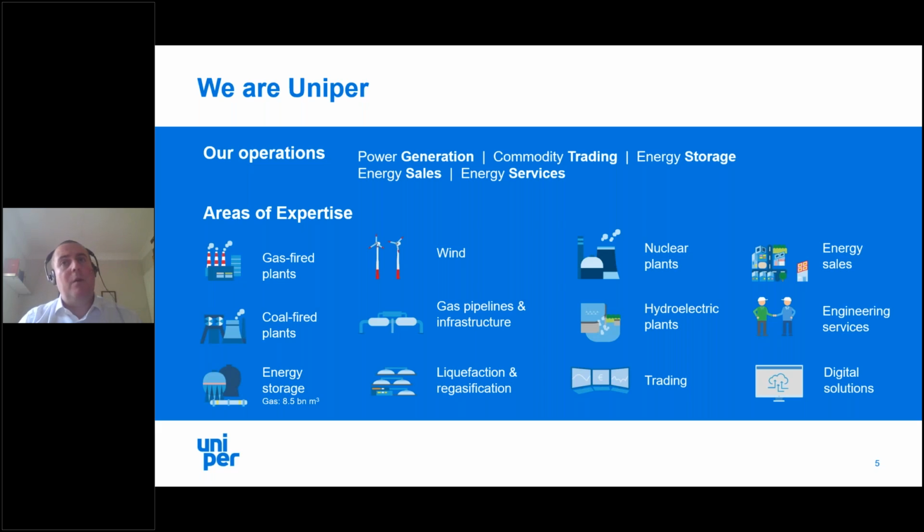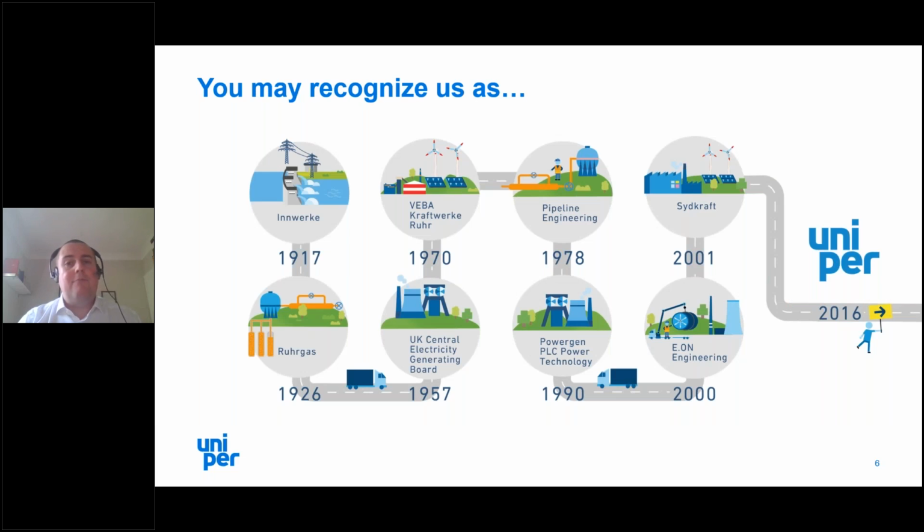But as I said, I work for the engineering services part of the business. And this part of the business is where we've created Enerlytics, which is our digital platform, and I'll tell you a bit more about that in a moment. But you might recognize us by some of our old names. So we were previously known as E.ON until 2016 when we were divested. But in the UK, we can trace our history back to the UK Central Electricity Generating Board in the 1950s, and in Germany even further back, over 100 years in fact.